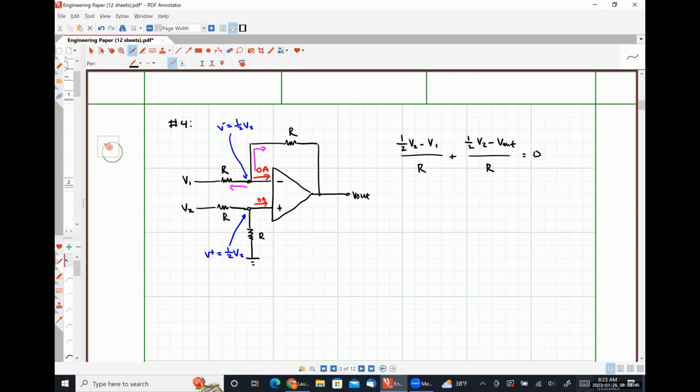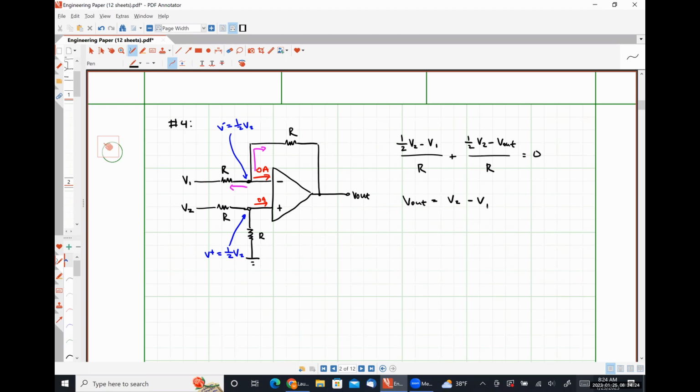So if I were to multiply both sides of this equation by R, I would just get rid of that denominator, right? So I could say that 1/2 V1 minus V1 plus 1/2 V2 minus V out is equal to 0. So all I'm going to do now is move V out to its own side of the equal sign. And on the other side, we have 1/2 V2 plus 1/2 V2, which is just V2 minus V1 is equal to V out. So this gives us the difference between analog signals.